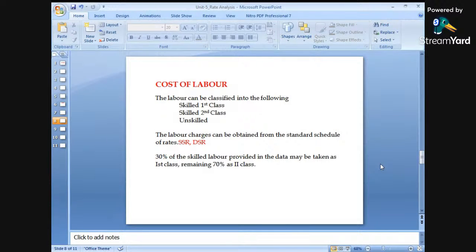Next, 30% of the skilled labors provided in the data may be taken as first class, and the remaining 70% is taken as second class. That means out of the 100%, we can use up to 30% of skilled labors as first class, whereas 70% second class can also be used. In this way we can find out the total cost of structures.